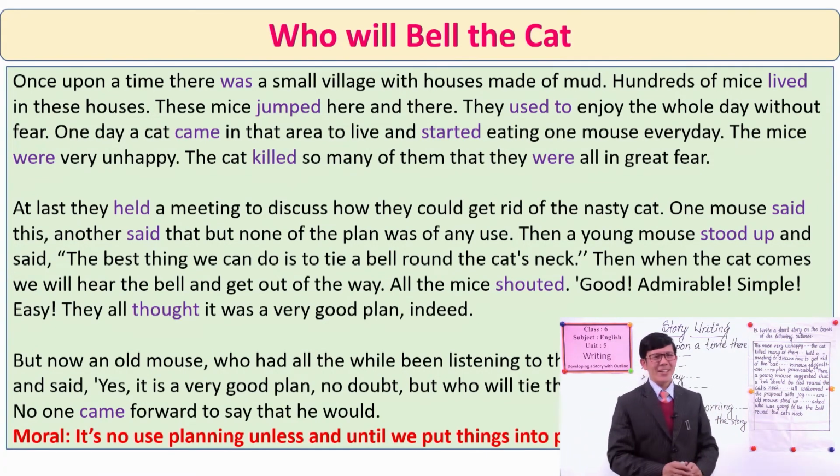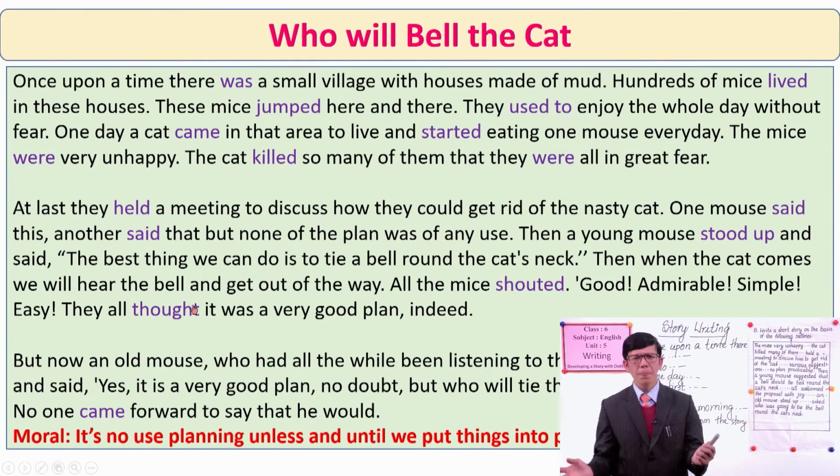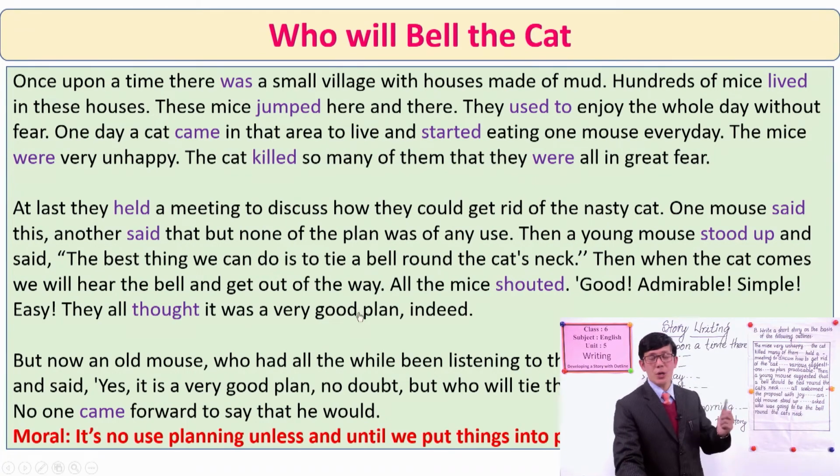Now let's see. At last, they held a meeting to discuss how they could get rid of the nasty cat. One mouse said this, another said that, but none of the plans was of any use. Then a young mouse stood up and said, "The best thing we can do is to tie a bell round the cat's neck. Then when the cat comes, we will hear the bell and get out of the way." All the mice shouted, "Good, admirable, simple, easy." They all thought it was a very good plan indeed.